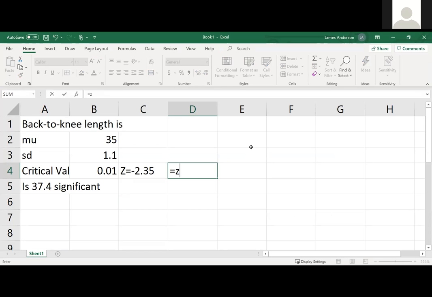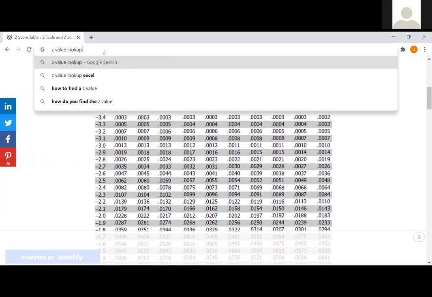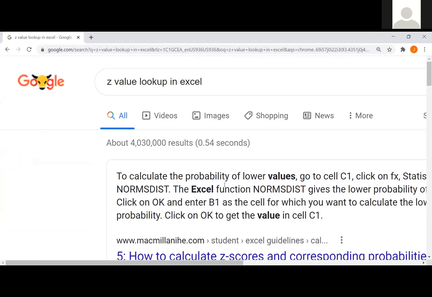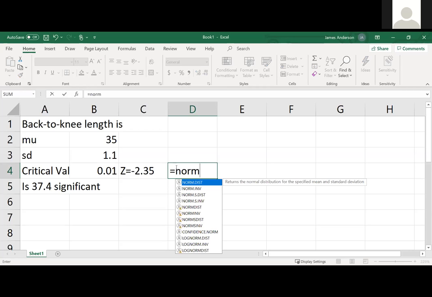But there's another way you could do this. Let me go back up to here. You can use NORM.DIST here to do the same thing. So this, yes. Where's it at? Screen share again. So instead of this, you can use NORM.DIST, which looks up a normal distribution.